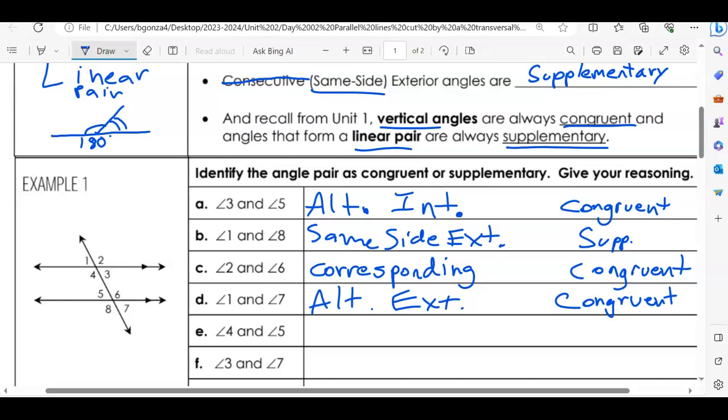Now, what about 4 and 5? Wait, hold on, ready? Same side or alternate? What do you think? Same side. Are they both in, both out, one in, one out? Both in. 4 and 5 are in between the parallels, so that's same side interior.